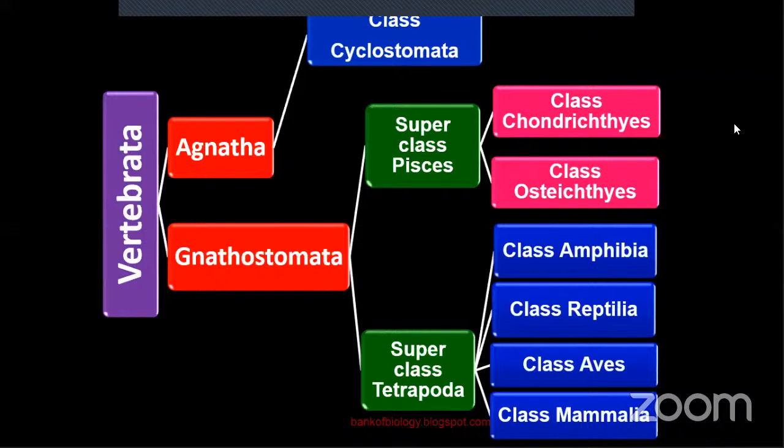So please take it down, students. Then in Gnathostomata, we have two superclasses, superclass Pisces and superclass Tetrapoda. Pisces is all fish, Tetrapoda is organisms with four limbs, two forelimbs and two hind limbs.